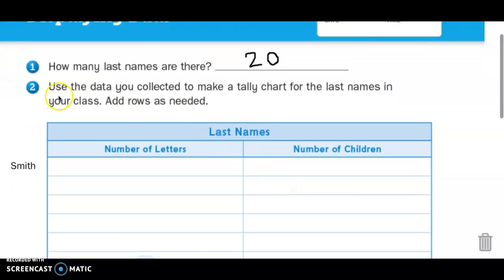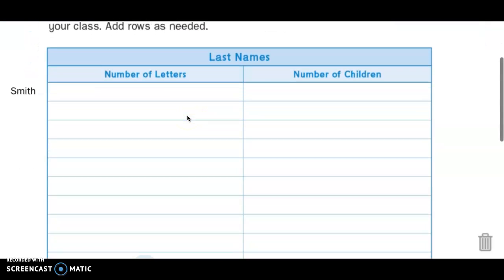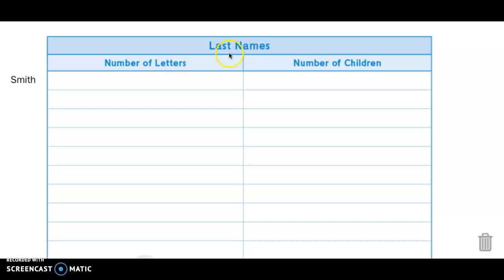Okay, then number 2 says use the data you collected to make a tally chart for the last names in your class. Add rows as needed. Okay, tally chart. We can do this. Remember what tallies are. Okay, last names is the title, and it says number of letters. Well, let's say we had everyone in our class count up the number of letters in their last name, and we found out that the person with the shortest last name was Smith.